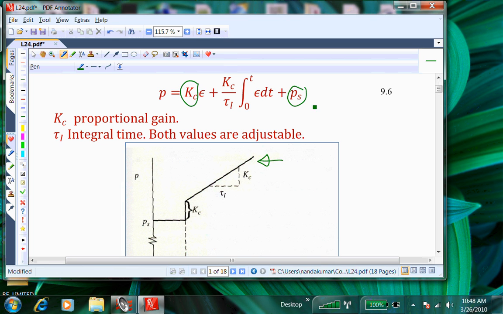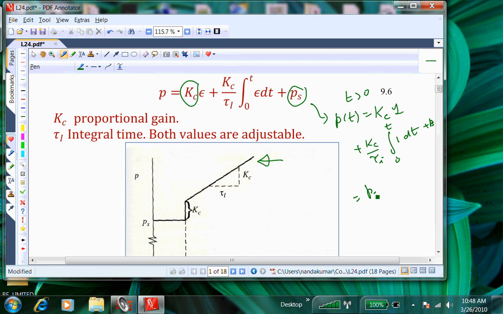If you take this, you will find P as a function of time equals Kc times a step change, so that's just 1, for t greater than 0, plus Kc divided by tau I times the integral of 1 times dt, from 0 to t, plus Cs.